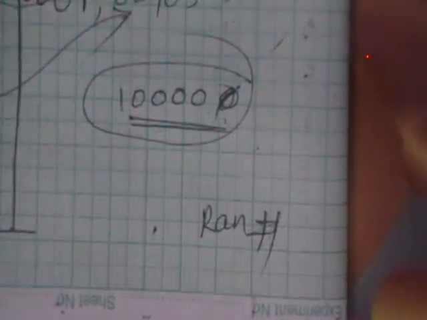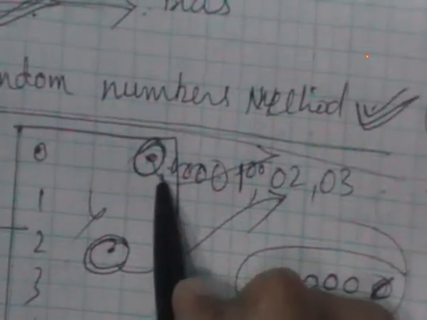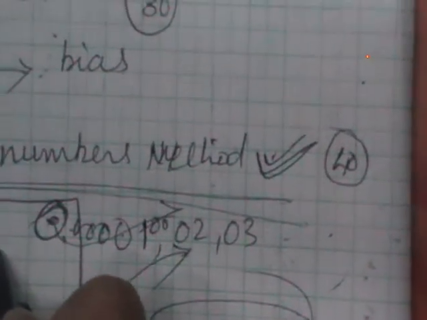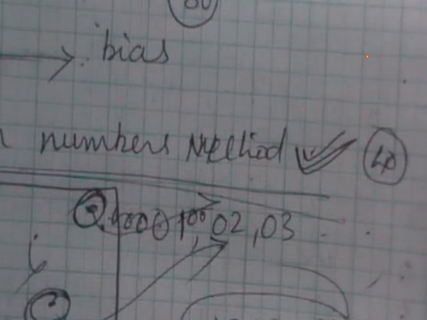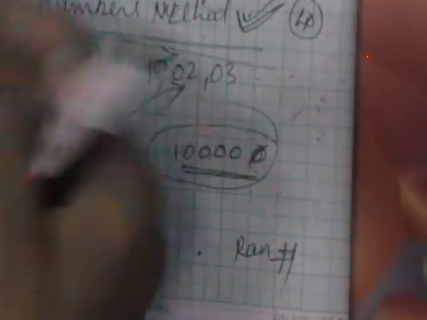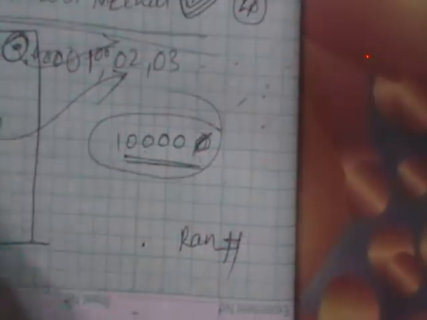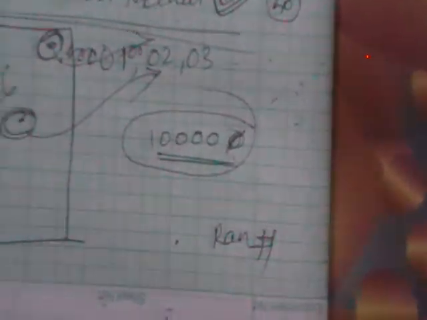The selection using the random numbers table is very well used, where the selection of the sample is done depending upon the number selected from the particular page. Okay, thank you.